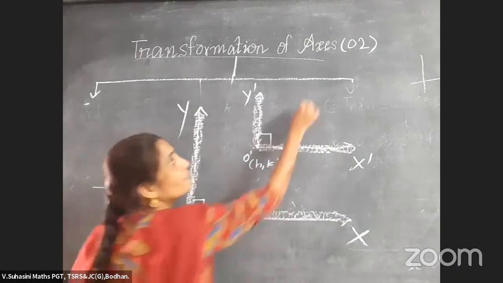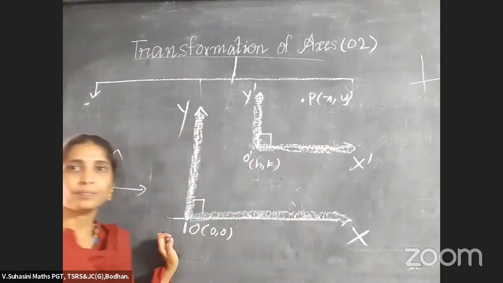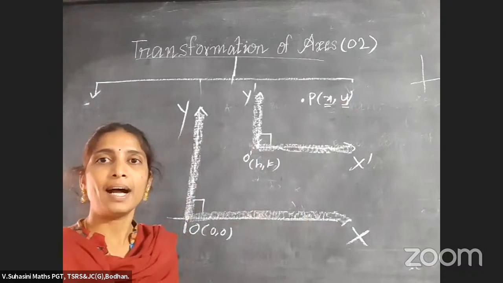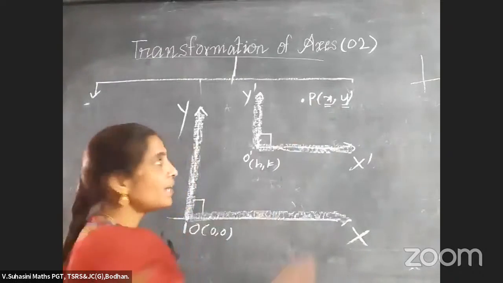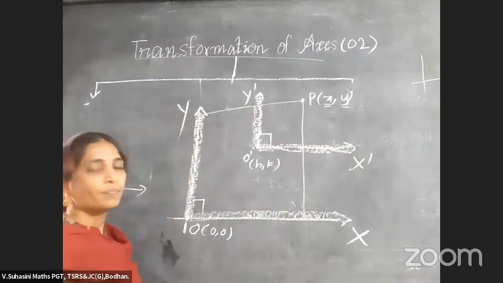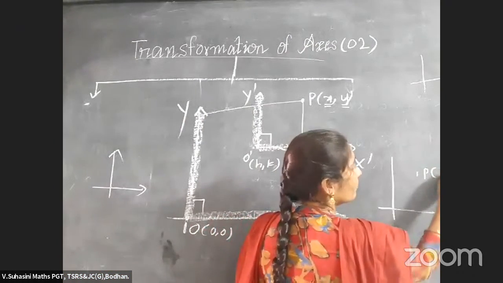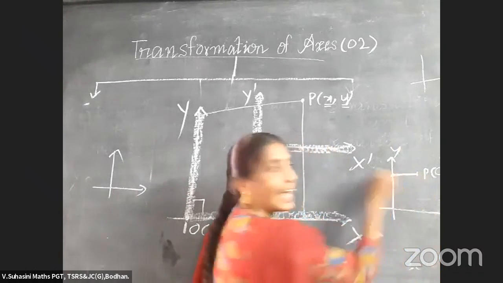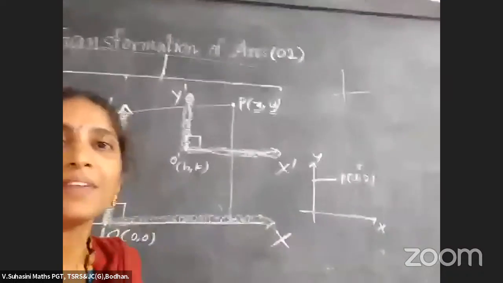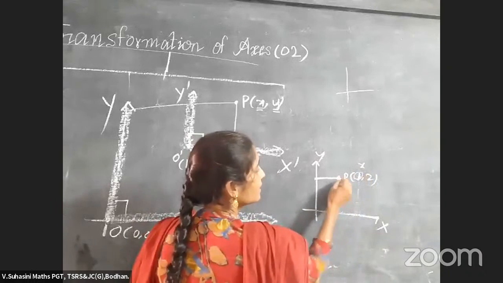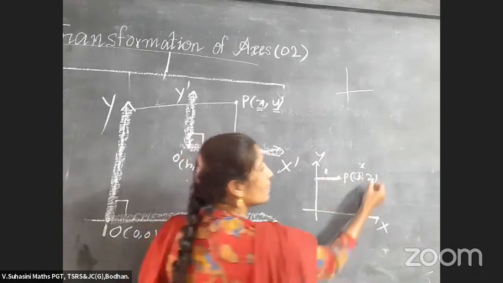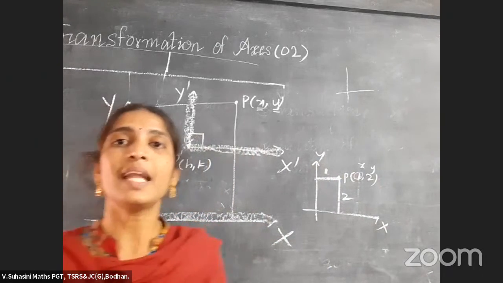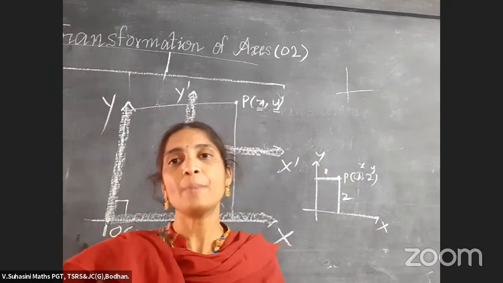Let us see the view with a point P (x, y). Children, the coordinates of a point are nothing but the perpendicular distances of the point from the x-axis and the y-axis. Isn't it? How do we get P (1, 2)? The x coordinate of the point is the perpendicular distance from the y-axis. In P (1, 2), 1 is the perpendicular distance of the point from the y-axis. And what is this 2? The perpendicular distance of the point from the x-axis. So the coordinates of the point are nothing but the perpendicular distances from the coordinate axes.